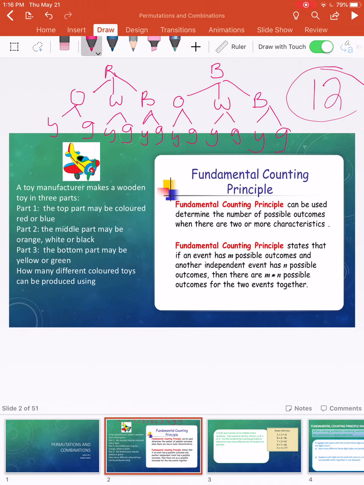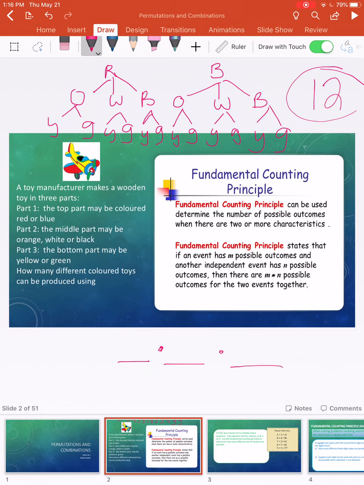However, once you start getting to questions with bigger numbers, like what if there were 10 colors to pick from for part 1, you'd have a huge tree diagram. So that's why we can use the fundamental counting principle to figure out this question a lot more quickly.